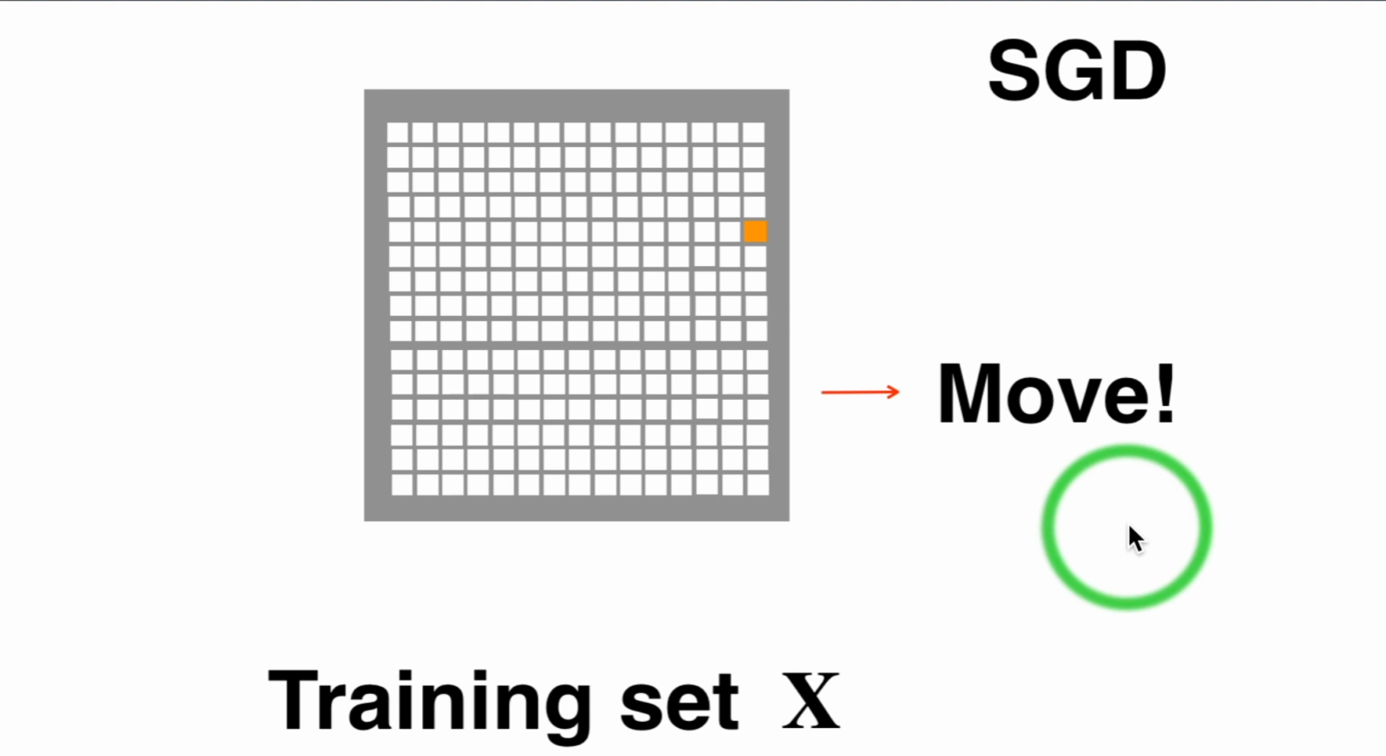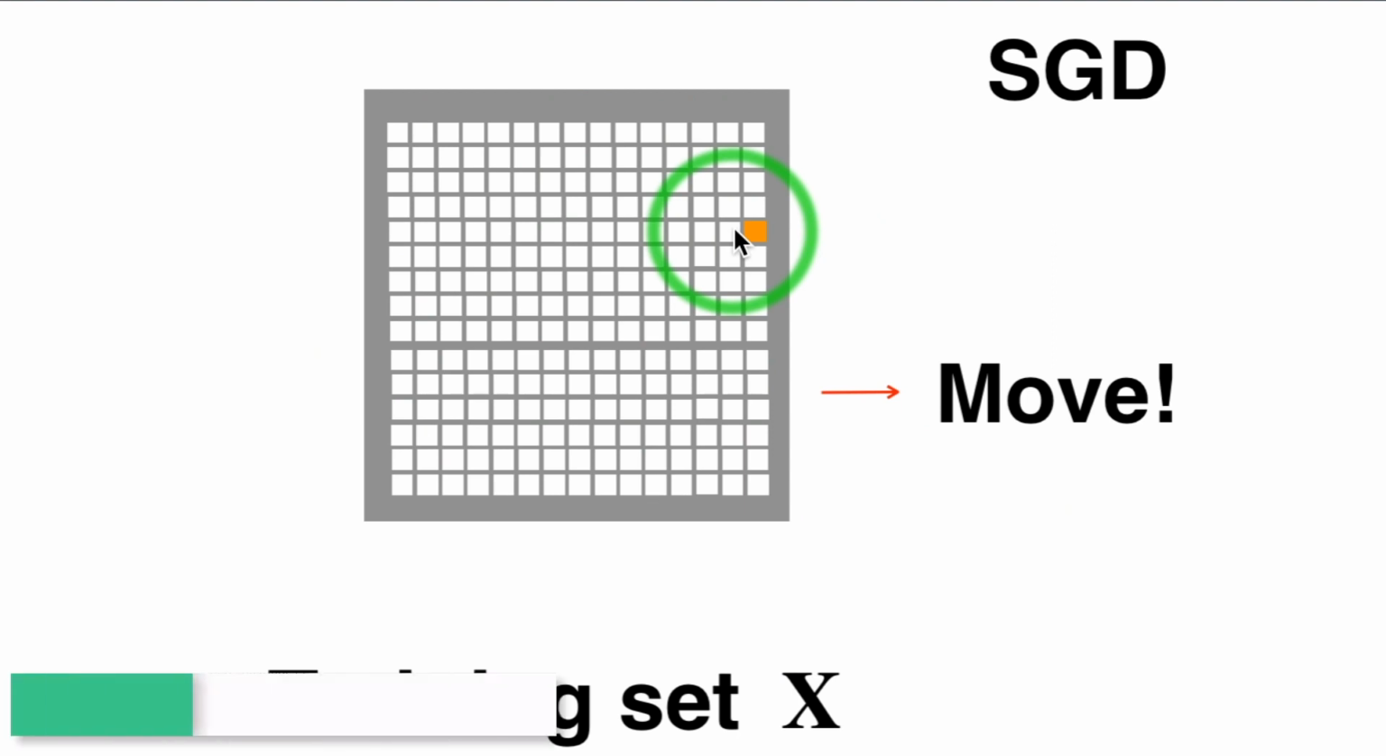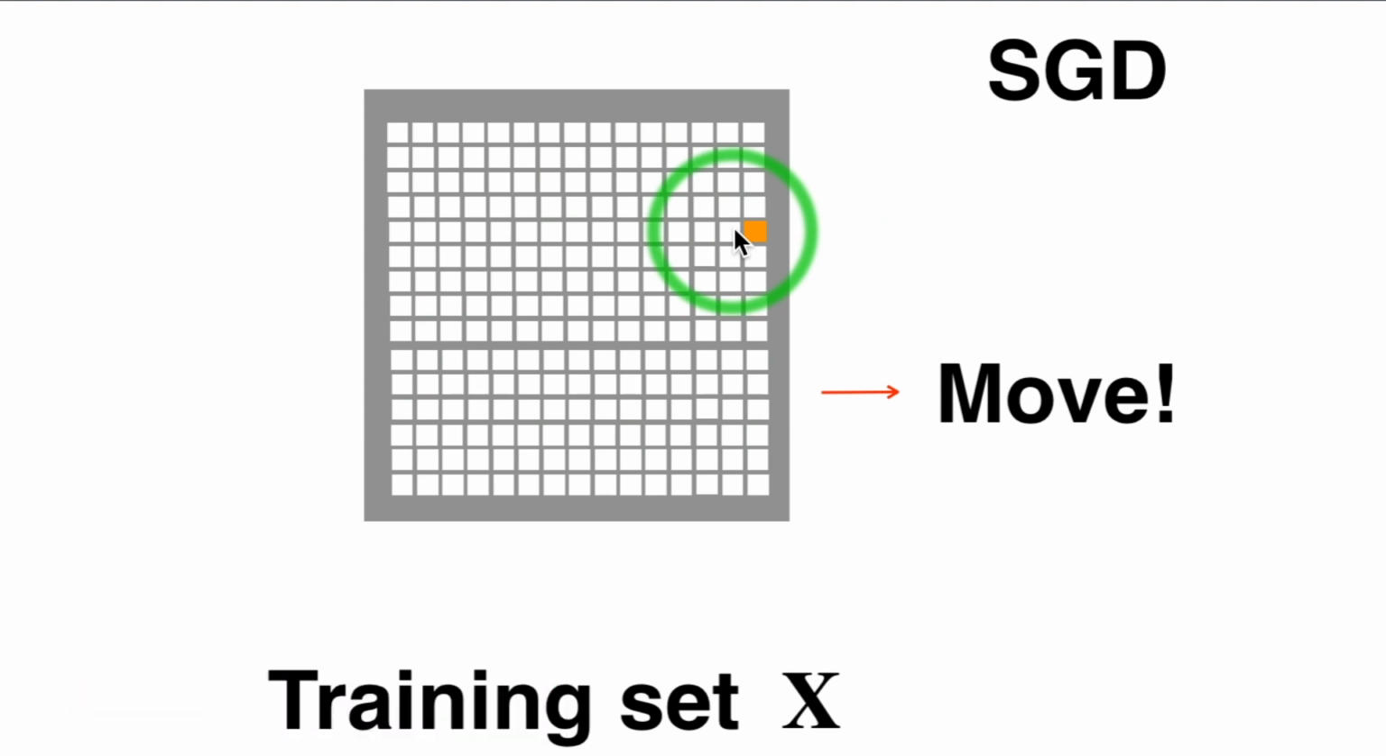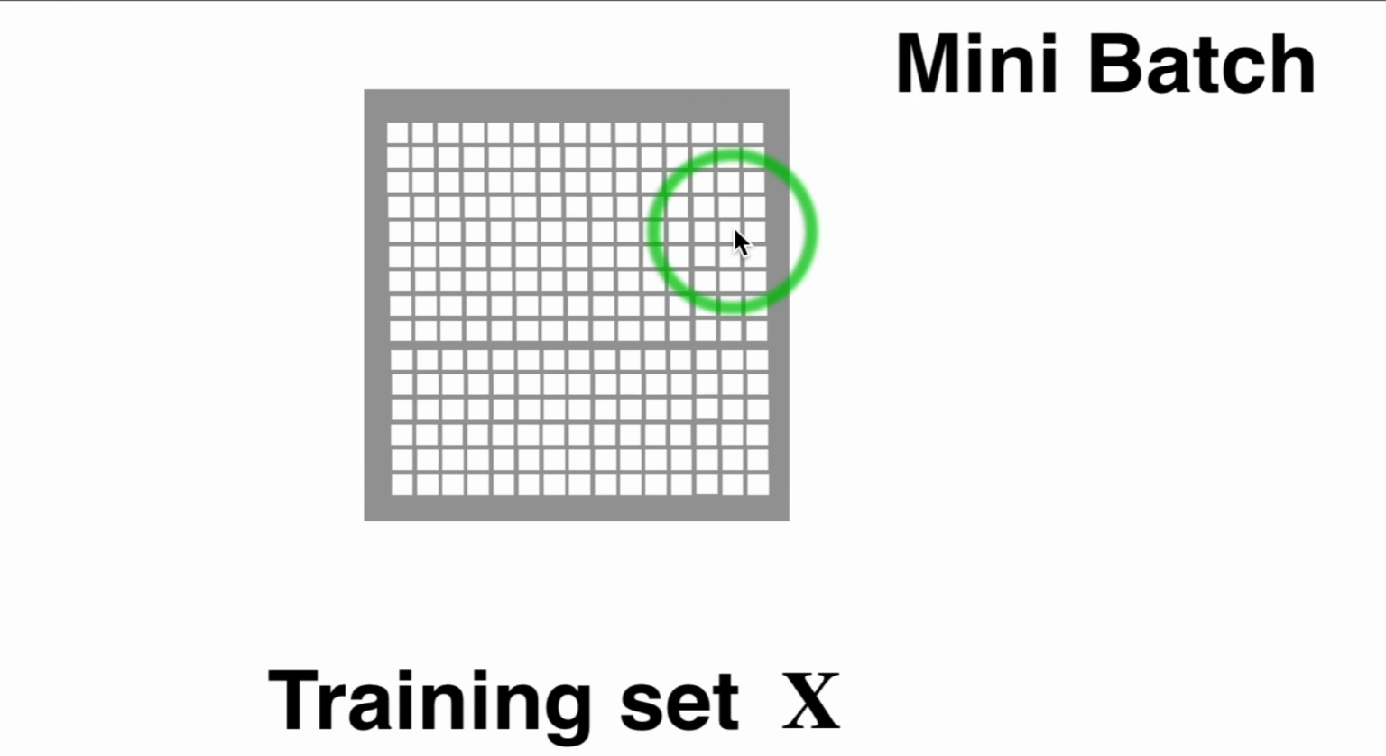If you think about it, before we had to look at the whole data set before taking a decision on where to move and how to update the parameters. Now, just one example. So can we find a trade-off between SGD and traditional gradient descent? Well, the answer is obviously yes. So what is this trade-off? It is called mini batch.